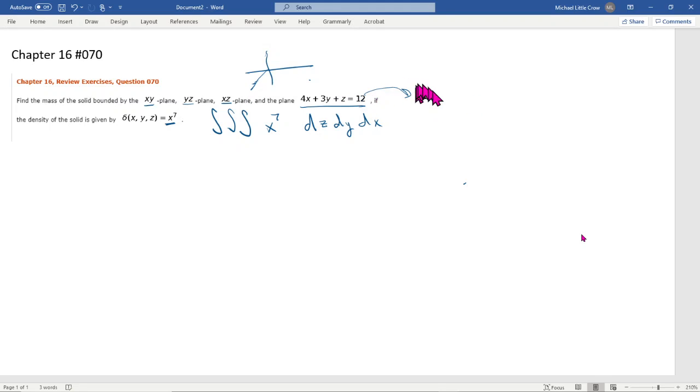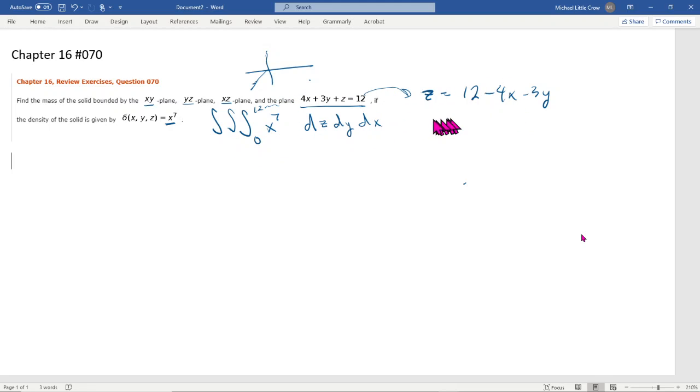So first solve this for z, and you'll see you get z is equal to 12, subtract everything over, minus 4x minus 3y. Now let's let z be equal to 0. So this is one boundary. Z is going to go from 0 to this.